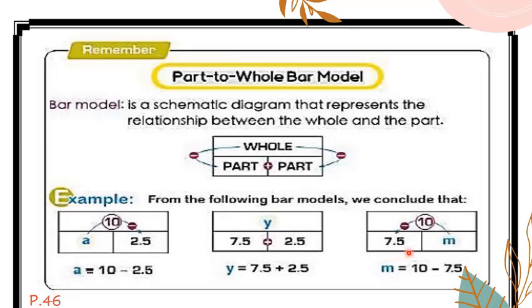In example 3, he put 10 in the whole and 7.5 in part 1, and in part 2 he put a variable m. How to get m? M represents part 2. As we said, to get part 2, whole minus part 1. So how to write an equation? M equals 10 minus 7.5.